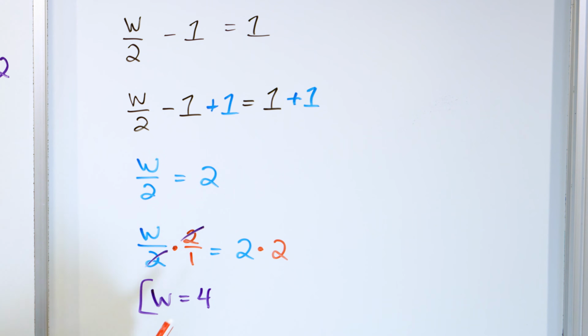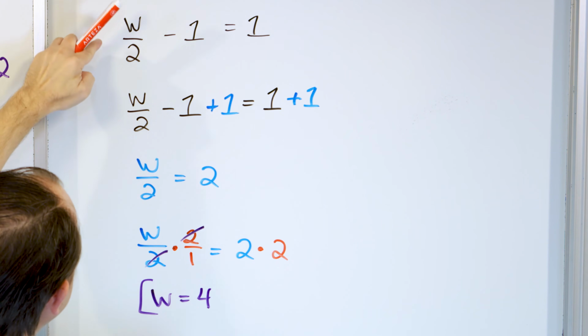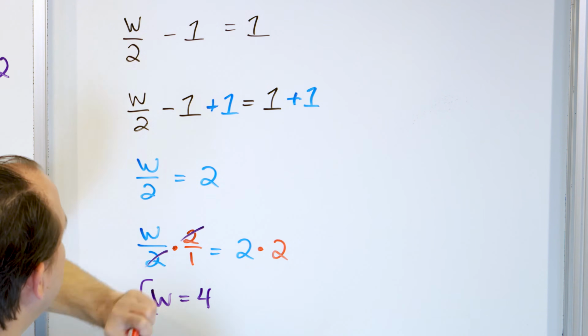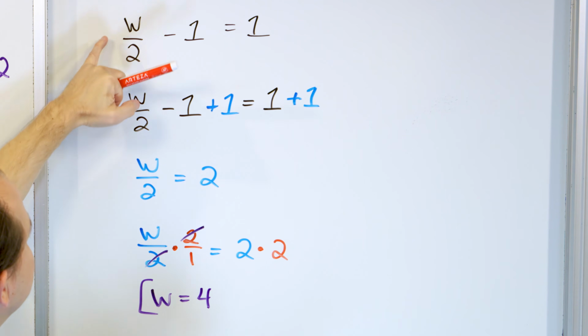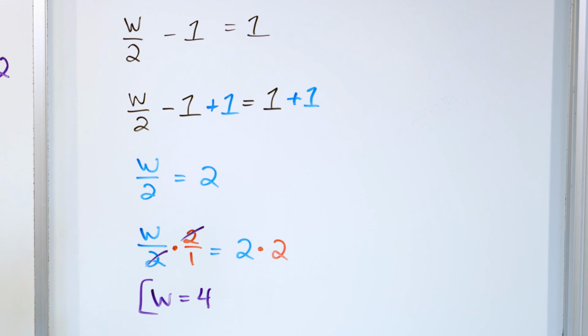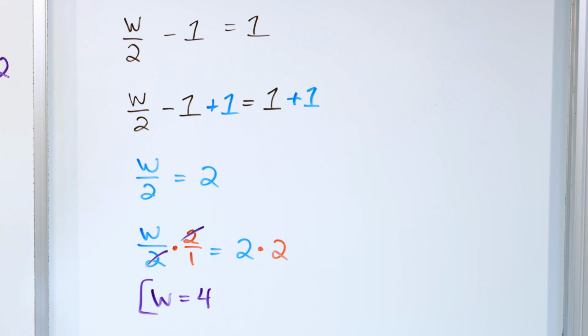Now check your work. Put a 4 in here. 4 divided by 2 is 2, and this 2 will be minus 1, which is 1. It is difficult to look at this equation ahead of time and figure out what value goes in there, because none of us are human calculators. I mean, I'm not. Maybe you are. But most people are not a human calculator. So do not try to solve these in your head.